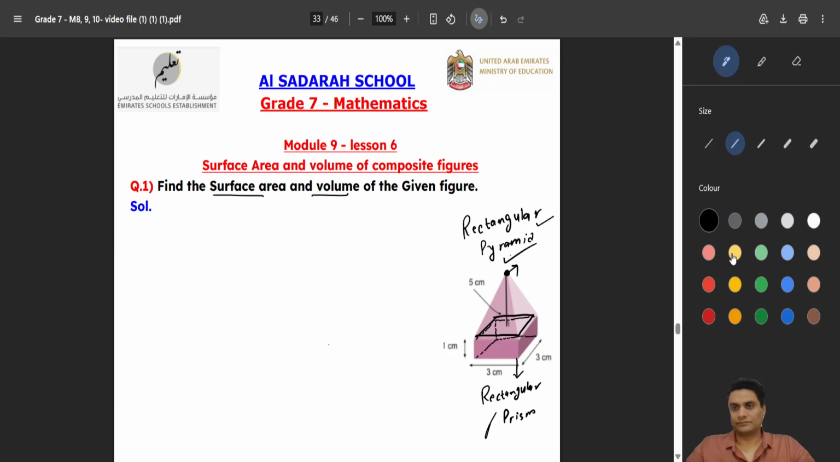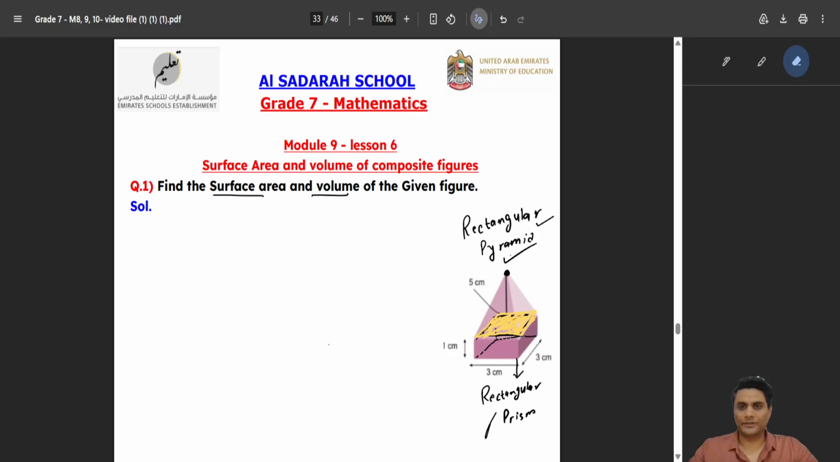But there is a catch here. What is the catch? This surface here in the middle, this one, is hidden now, correct? We cannot see this surface now. So you will not find the area of this surface while calculating the surface area. How will you do it? Let me explain. One by one we'll do it, okay? Okay, let me erase everything. Okay, let us start.